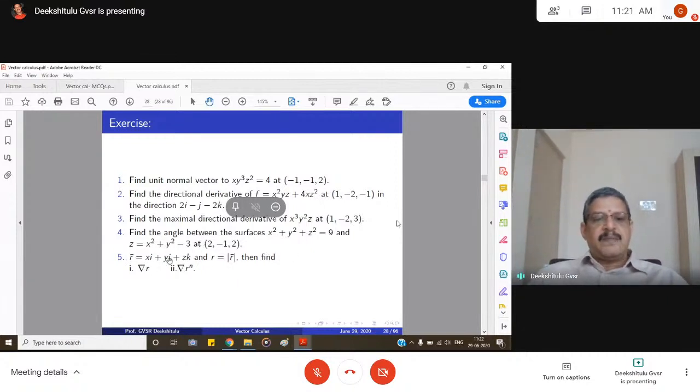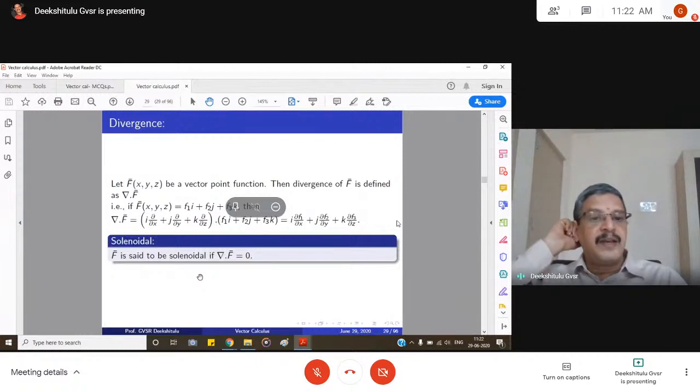If r is equal to xi plus yj plus zk and r is equal to the modulus of r bar, then find gradient of r and gradient of r power n. These are the standard problems. The last one is standard results. You can directly ask in the examination what is the gradient of r, where r is the magnitude of r bar, or the gradient of r power n. These are standard problems.